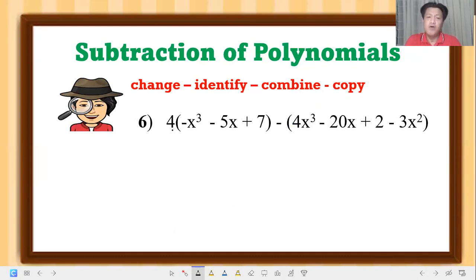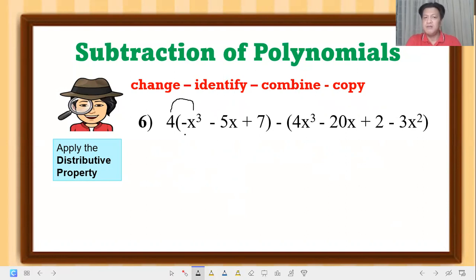I have here 4 multiplied by negative x cubed minus 5x plus 7 minus 4x cubed minus 20x plus 2 minus 3x squared. Okay, so paano ito, di ba? Okay, so same procedure natin. So apply the distributive property before we apply the steps. So meaning to say, we have to multiply 4 times. Okay, remember, kapag walang nakalagay na number sa unahan ng ating literal coefficient, understood merong 1 dyan. Kaya nga, 4 times negative 1, that is equal to negative 4. And copy the literal coefficient, which is x cubed.